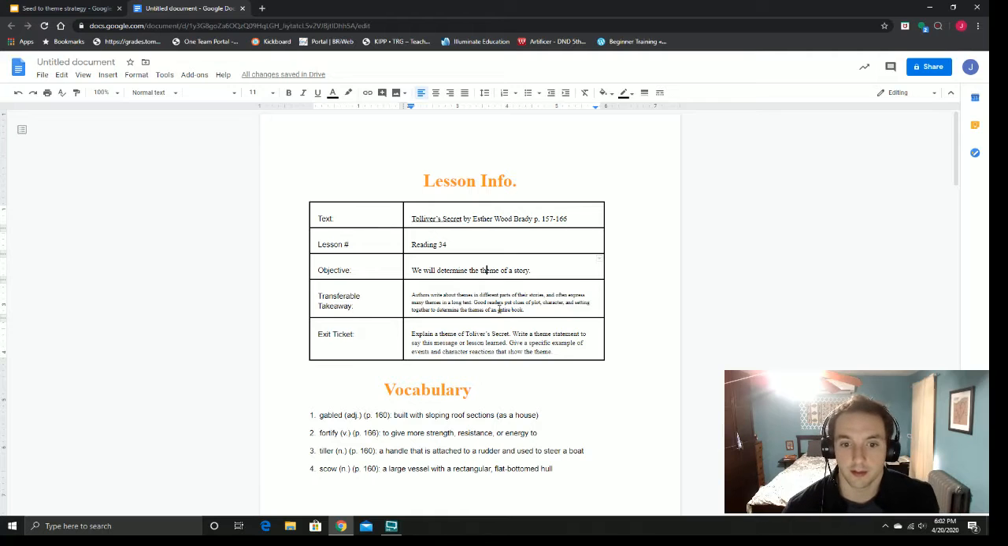So by the end of today, we should be able to explain a theme of Toliver's Secret, hopefully a theme that appears in the last chapter of the book. Then we're going to write a theme statement to say the message that we learned, and then give specific examples of events and characters that show the theme. And if we're really good, we can give more than just one example of the same theme, because really good authors show the theme in many different places in their book.